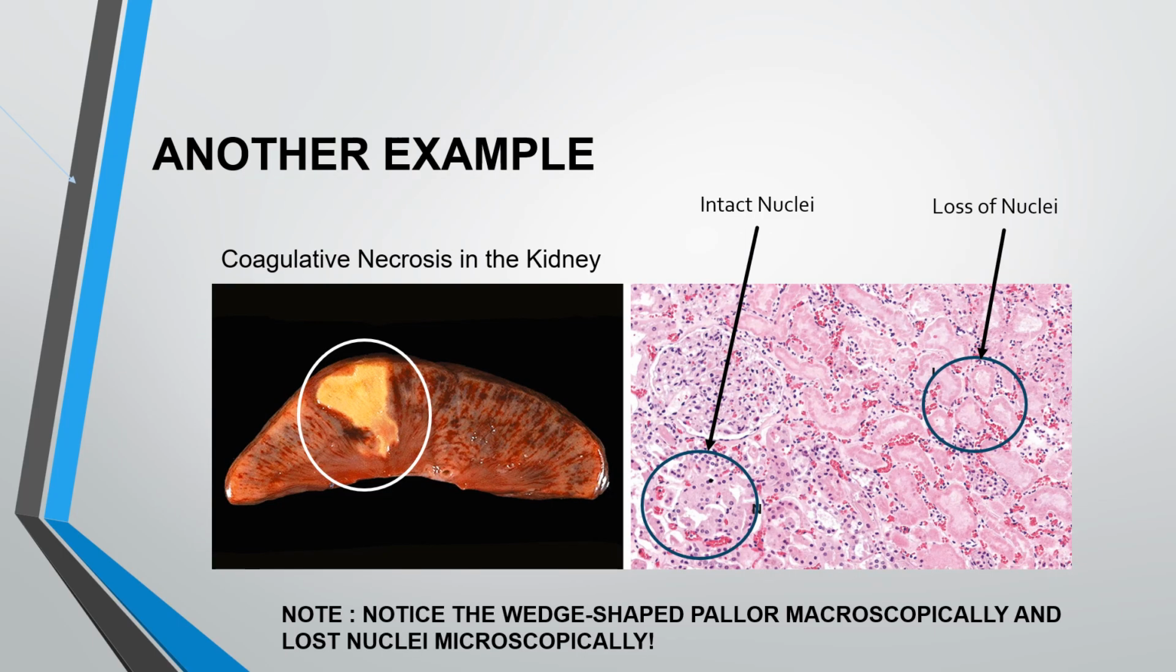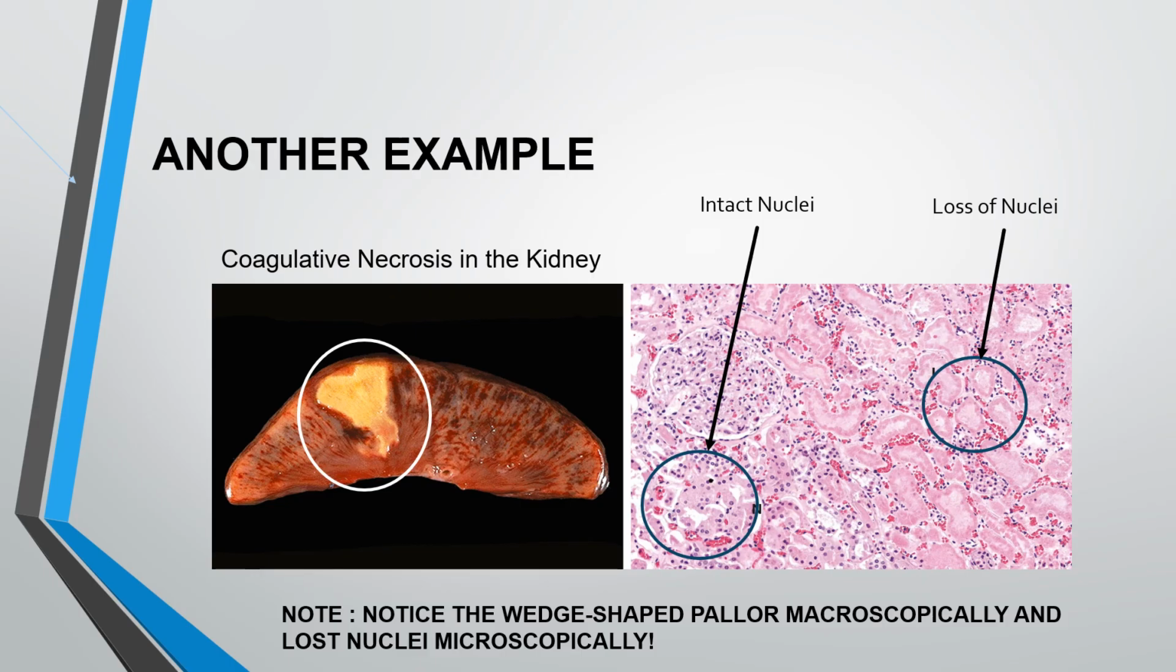This slide is basically a before and after with receipts. On the left, grossly, notice that wedge-shaped pallor again. Textbook ischemic injury in the kidney. On the right, microscopically, look at what's circled. Areas with intact nuclei is viable tissue. Areas with loss of nuclei equals dead tissue.